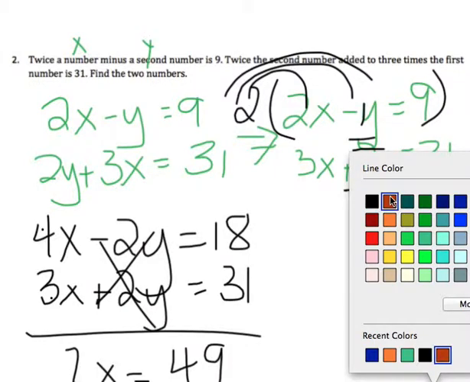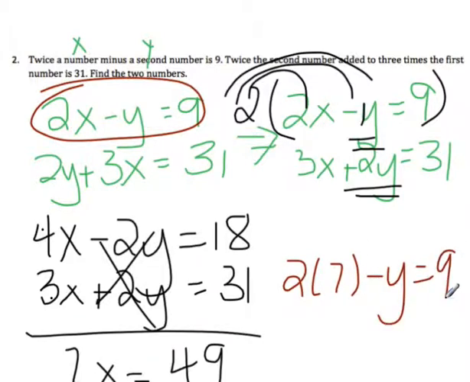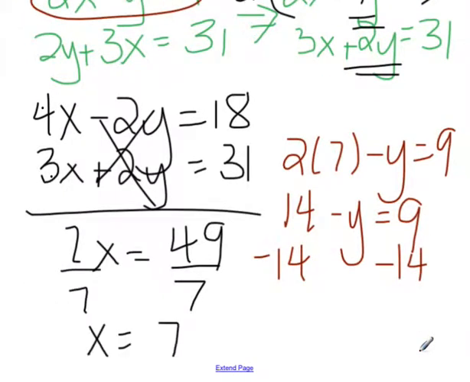So I'm going to go ahead and plug x into this equation right here. I'm going to take x out completely and put 7 in instead, and leave the rest of the equation the same. Well, 2 times 7 is 14 minus y is equal to 9. So I'm going to subtract 14 from both sides.